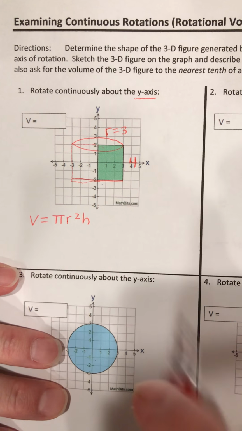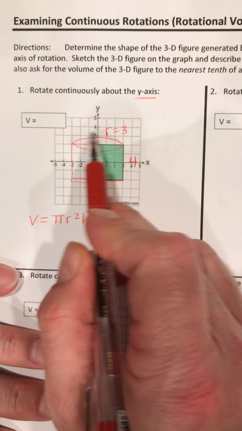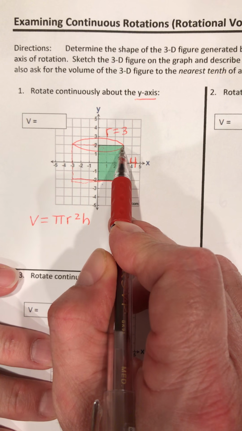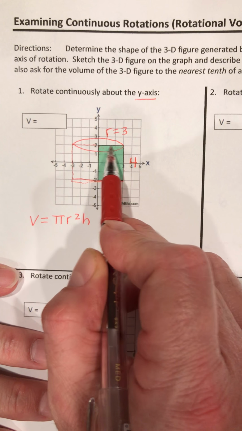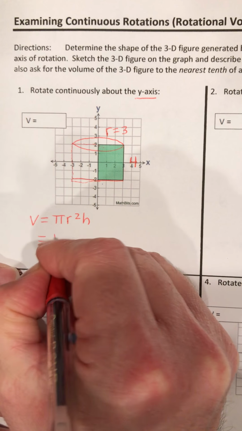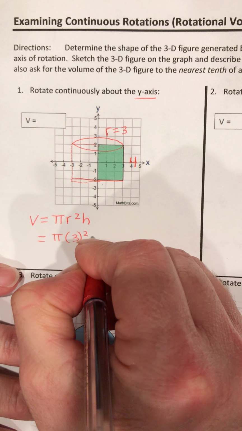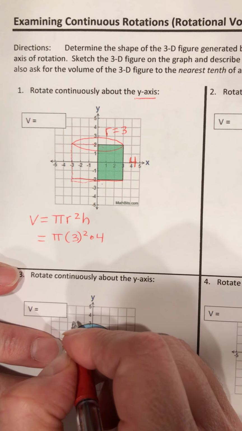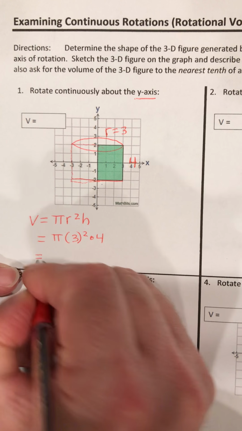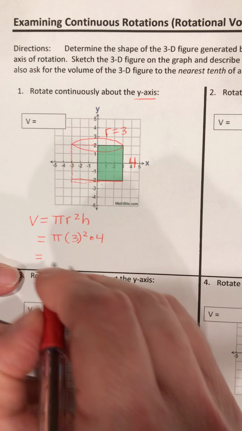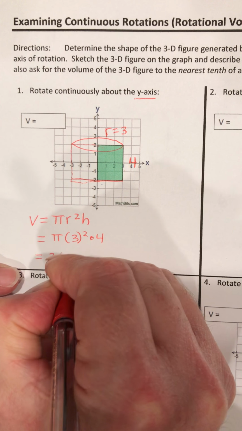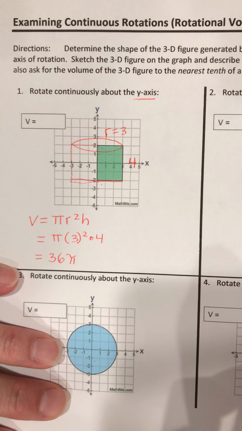Your radius is 3 because when it goes all the way around, that's your diameter. So that actual dimension they gave you is actually the radius. Pi times 3 to the second times your height, which is 4. If you punch that in, the exact is going to come out to 36 pi.